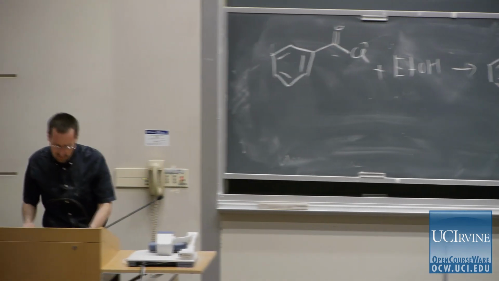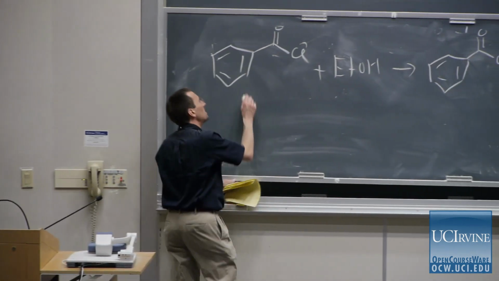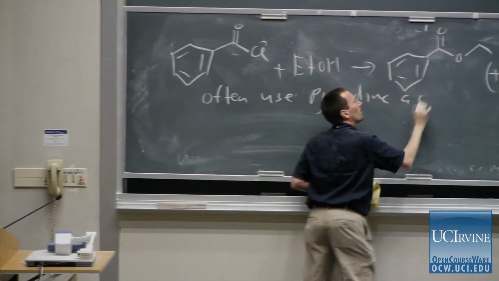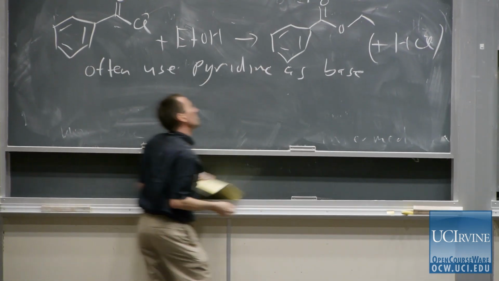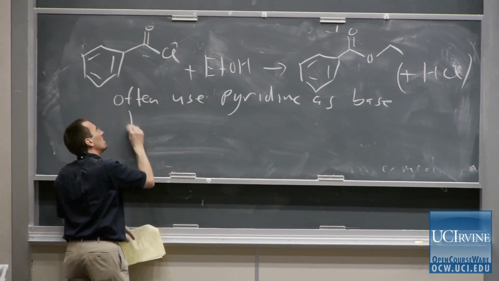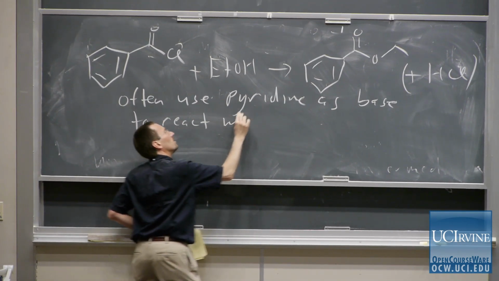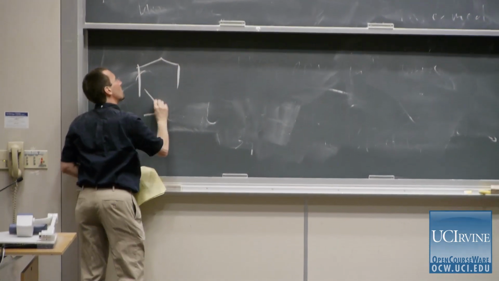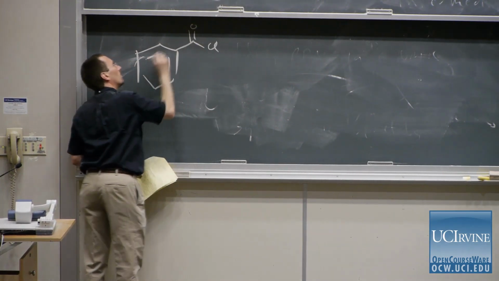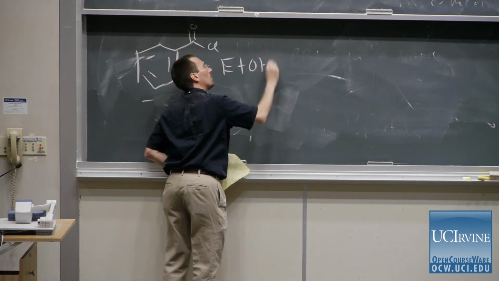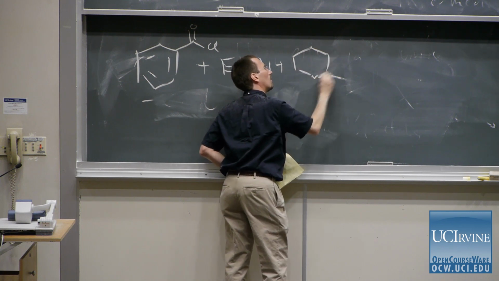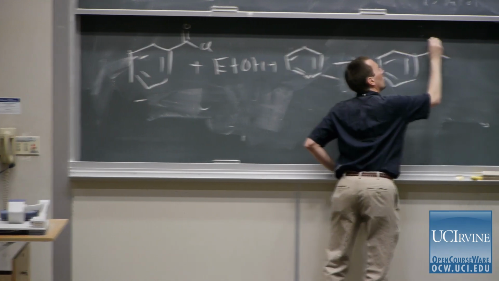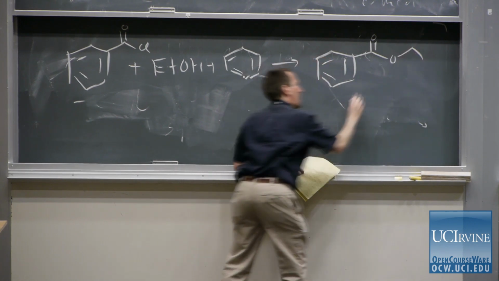Very often in this chemistry as well, you'll use pyridine as a base. Pyridine, triethylamine can be used as well, diisopropylethylamine as well, to react with the HCl. So just for the sake of writing a balanced equation, if I take my benzoyl chloride plus ethanol plus pyridine, I'm going to go ahead and get ethyl benzoate plus pyridinium hydrochloride.